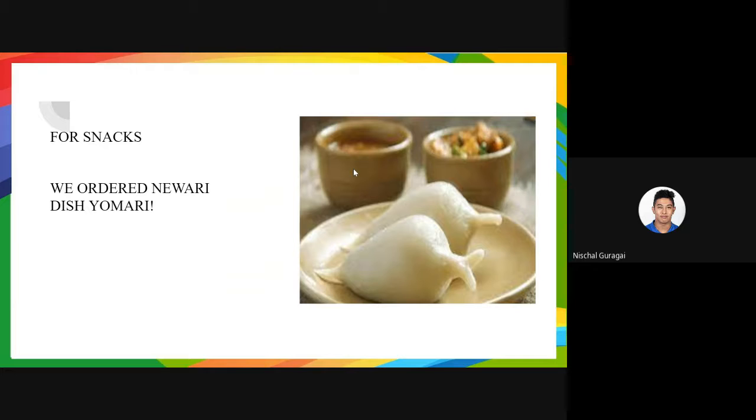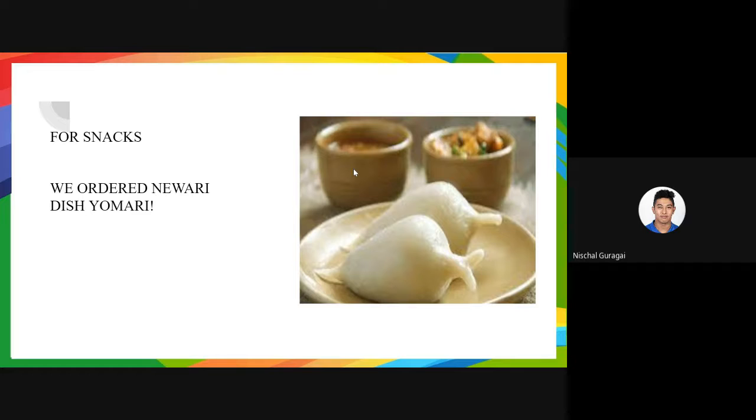Yomori, this is my favorite, and my friends also enjoyed this yomori. Yomori is a dumpling that consists of an external covering of rice flour with sweet filling such as chaku or khua. The delicacy plays a very important role in the Newa community and is a key part of the festival of Yomari Punhi. Best places for delicious yomori in Kathmandu are Yomori Corner, the Village Cafe, Yomori Cafe, and Gaya Restaurant. We had it in Maitri Cafe in Patan, Lalitpur.